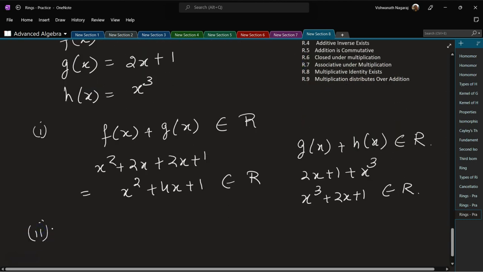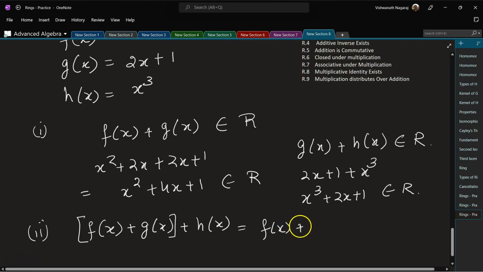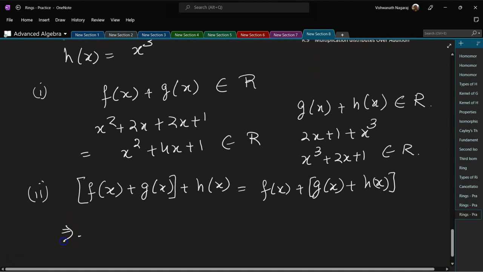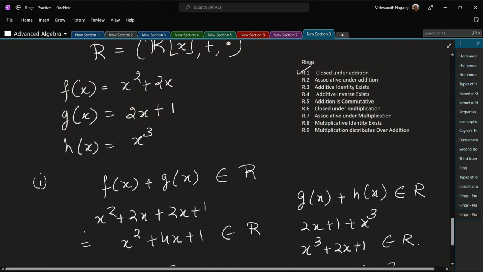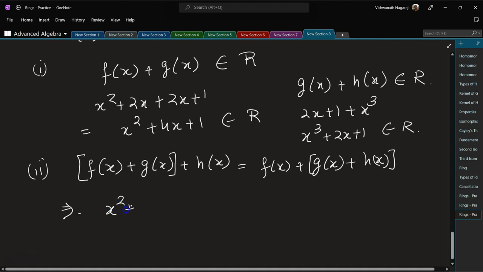Associative. So here we will require all the three. So let's take f of x plus g of x, plus h of x. Let's take these two first, and then let's take f of x plus, g of x plus h of x, and let's do this here. So what do we get? This implies f of x is x square plus 2x. So x square plus 2x plus g of x is 2x plus 1, plus h of x is x cube.